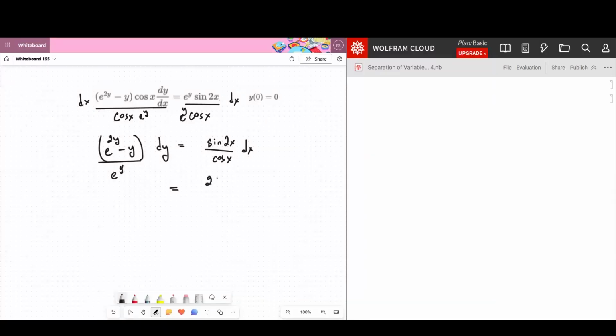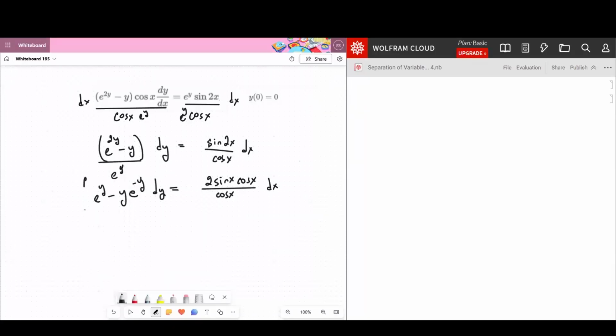So we could rewrite that as 2 sine x cosine x. And so that way we'll have cosine canceling out. On the left side, we could rewrite this as e to the y minus y e to the negative y. And integrating this should be done using integration by parts.